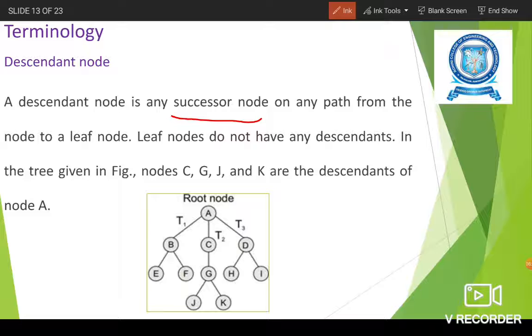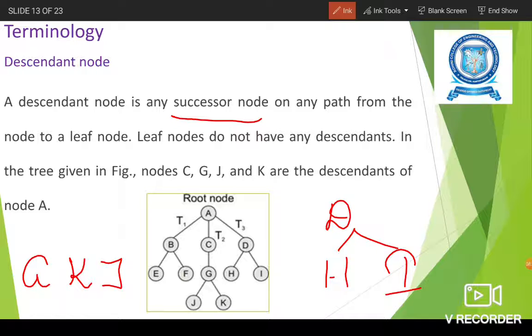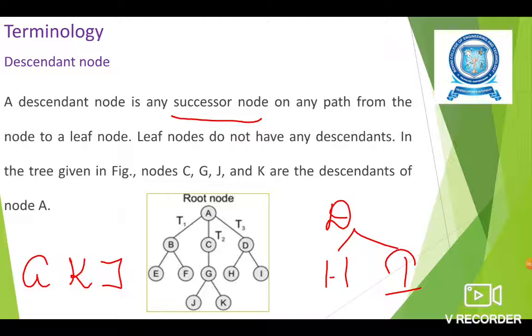Similarly, the descendants of node D are H and I. Okay, the descendant nodes of C are G, K or G. So these are all called descendant nodes.